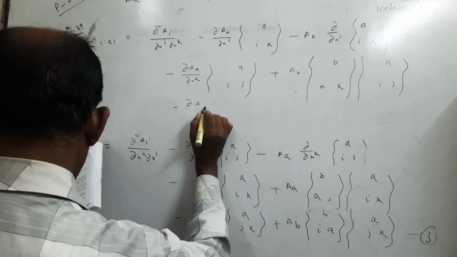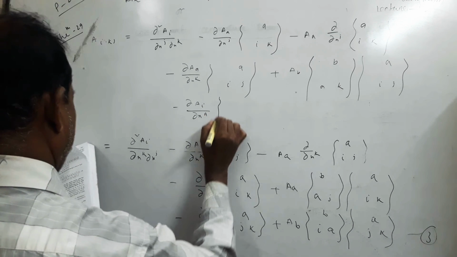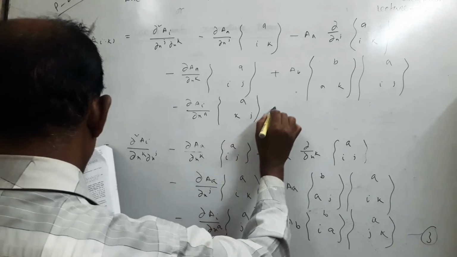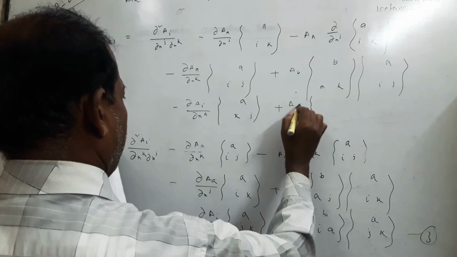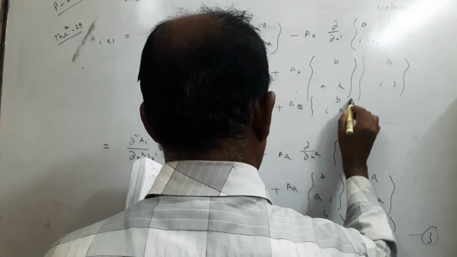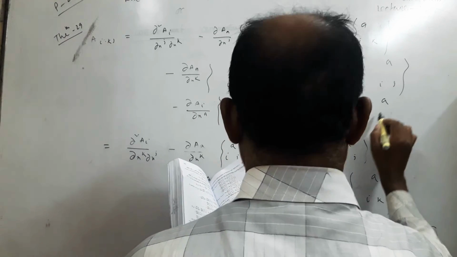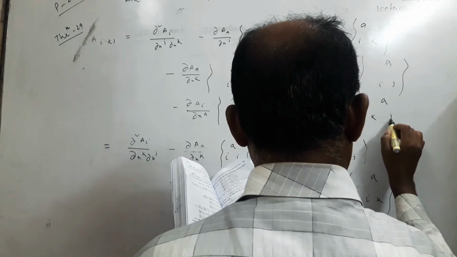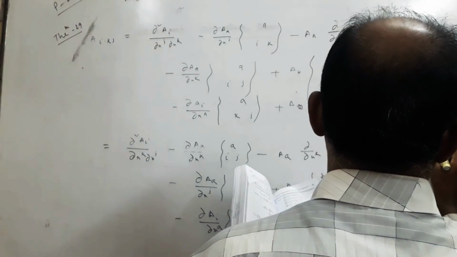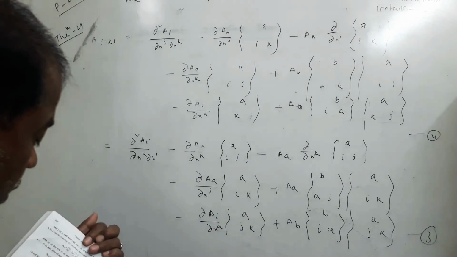z del a I divided by del x a into a k z plus a b b I and k, replacing a and a k I with k and j, right? Okay, this is number 4. Now if we have to subtract 3 and 4.